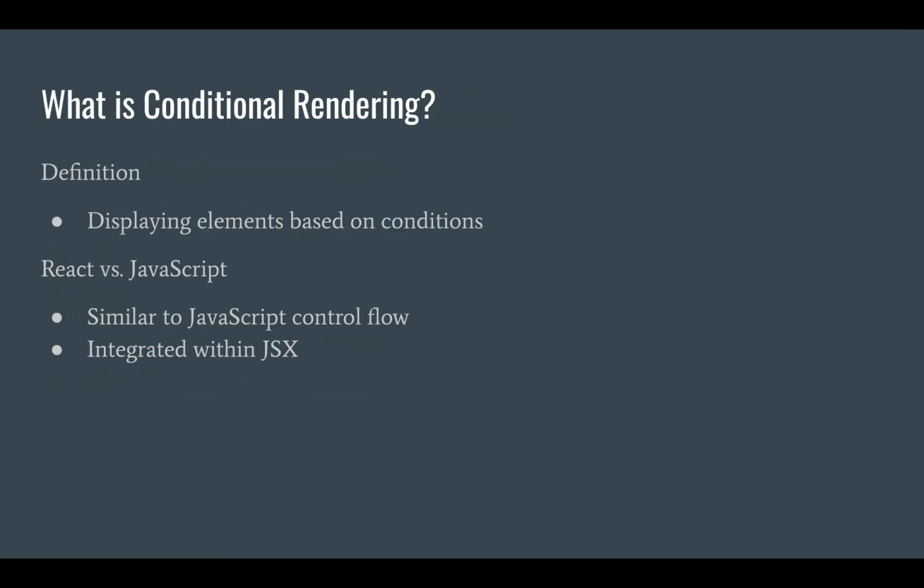What is conditional rendering? At its core, conditional rendering in React is about displaying content or elements based on certain conditions. Similar to regular JavaScript, where we use control flow statements such as if else to decide which code block to execute, in React, we use similar concepts to determine which components or elements to render. This flexibility in React is what makes it so powerful for building interactive user interfaces.